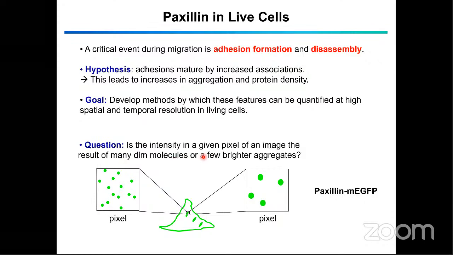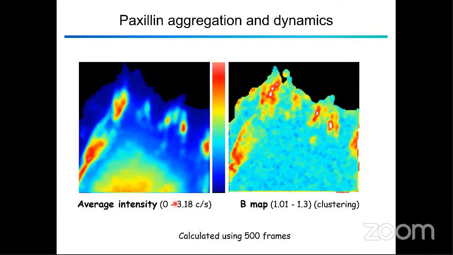Again, if we have many dim molecules, we should get less strong fluctuations than if we have fewer bright aggregates, provided those aggregates still move. So here is an image of a cell expressing EGFP paxillin. You can clearly see those focal adhesions where you have very high intensities. So this is the average intensity map on the left, and then we have the brightness map on the right. And you see we have lower brightness values, indicating monomers here in the cytoplasm. And then we have some high brightness near the adhesions.